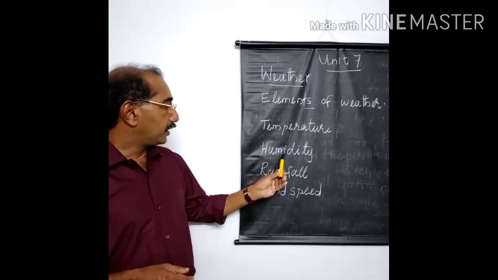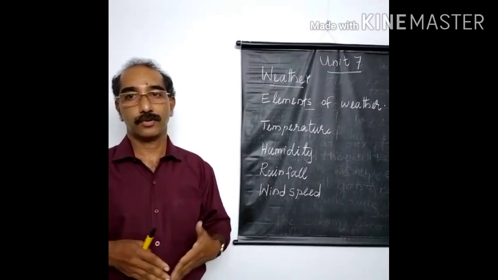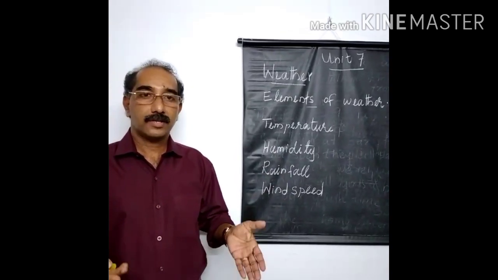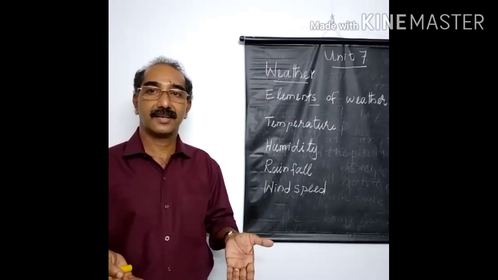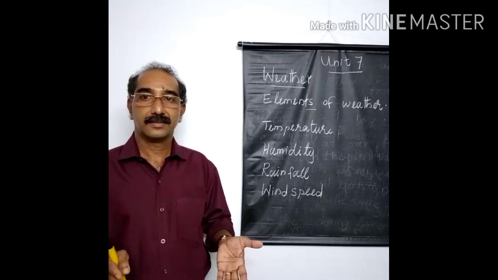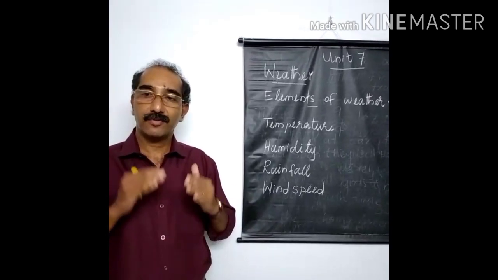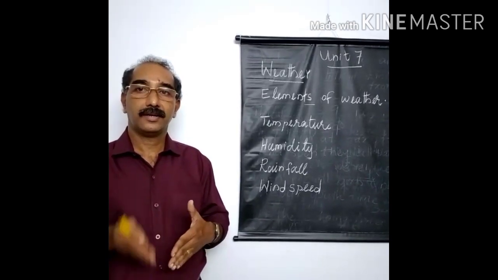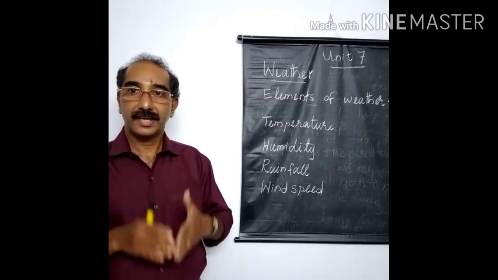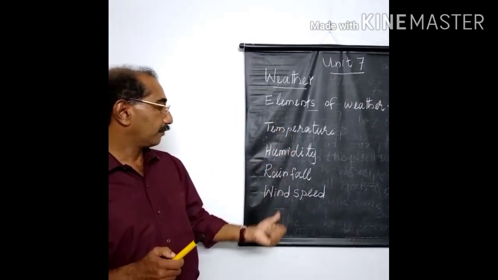Now, humidity means the amount of water vapor in the atmosphere. When water vapor comes from the rivers, oceans and lakes, there will be plenty of water vapor in the atmosphere. This amount of water vapor plays a vital role in determining the weather. That means humidity is also an important element of weather.